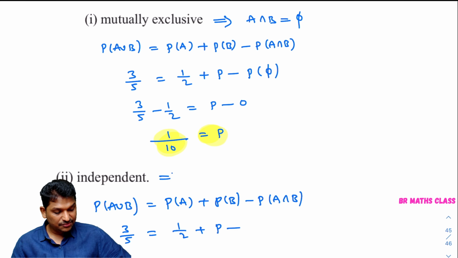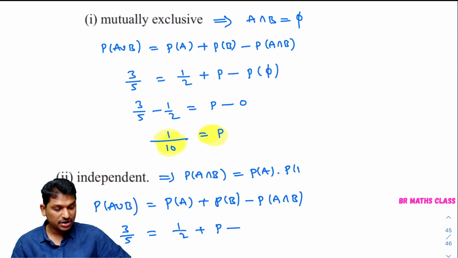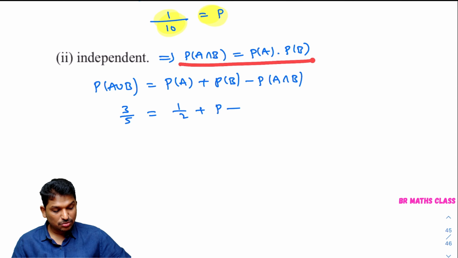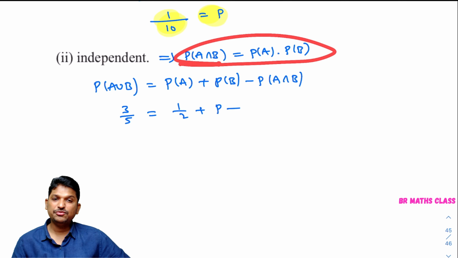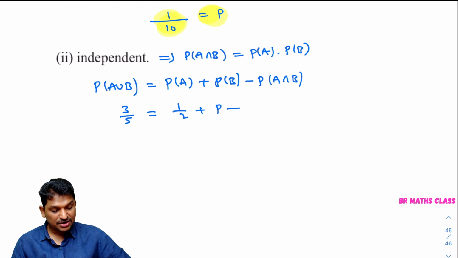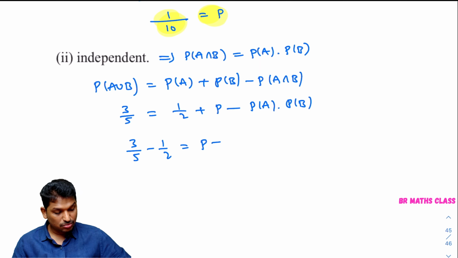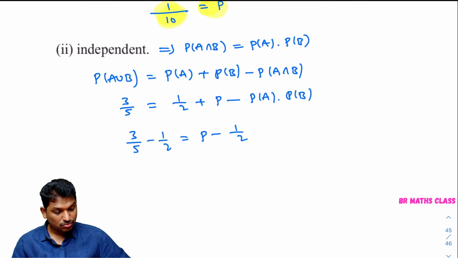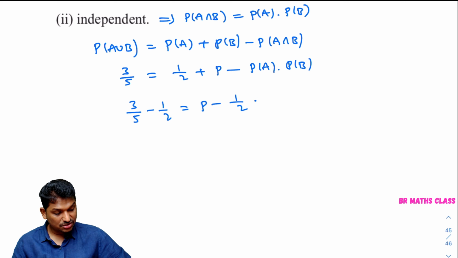See, if the events are independent events, you know that probability of A intersection B is probability of A into probability of B. This exercise is all about independent events now. So here probability of A intersection B can be written as probability of A into probability of B. Take 1 by 2 to the left hand side: 3 by 5 minus 1 by 2 equals P minus probability of A times probability of B. Probability of A is given as 1 by 2, and probability of B is P.